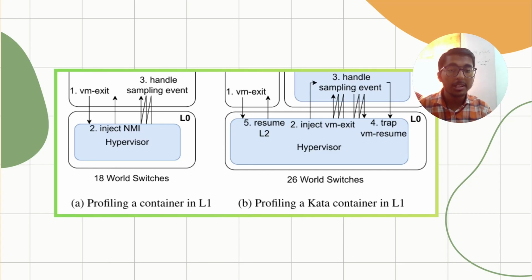Then L1 executes the VM enter instruction, which triggers an exit to L0. Then L0 emulates the VM enter instruction and enters L2, which brings the total number of world switches to 26.